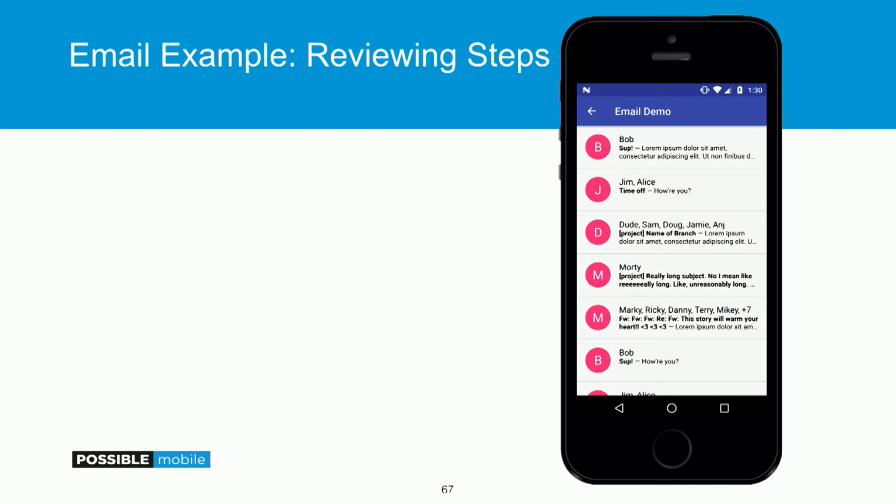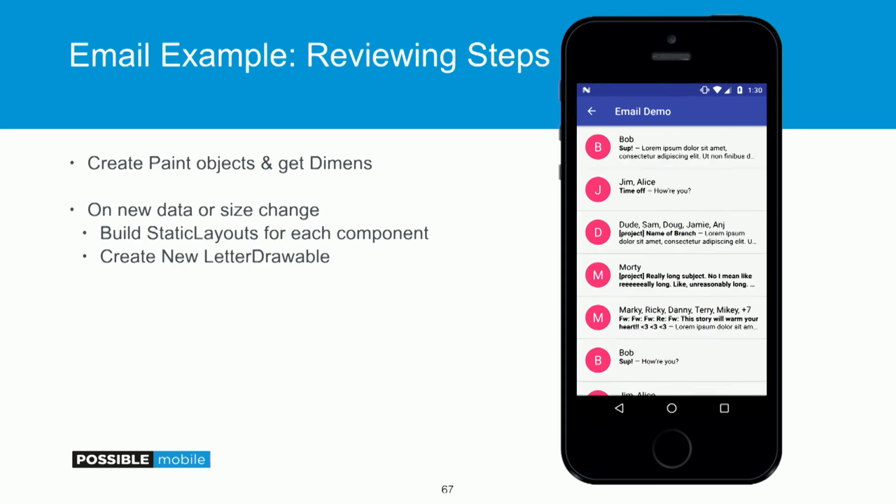So let's review those steps again. We did the same thing up front. We're going to create all of our paint objects. We're going to get all of our dimensions ahead of time. Whenever we get new data, we're going to build all of our static layouts, and we're going to create our new drawable. All the hard work is done before we're actually drawing, because when we override onDraw, we have to keep it light. We've got to keep it fast, so everything's going to be buttery smooth. We're going to draw at 60 frames a second.